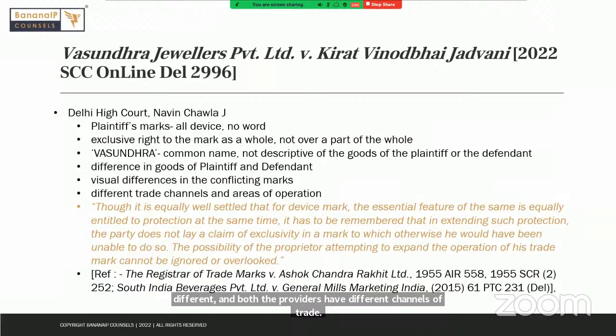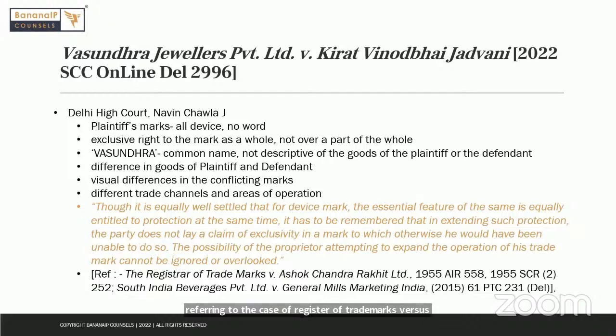So taking into consideration all of these pointers, also referring to the cases of Registrar of Trademarks versus Ashok Chandra Rakshit and South India Beverages versus General Mills Marketing India, the Honorable Justice Chawla observed that though it is equally well settled that for a device mark, the essential feature of the same is equally entitled to protection, at the same time, it has to be remembered that in extending such protection, the party does not lay claim of exclusivity in a mark to which otherwise he would have been unable to do so. The possibility of the proprietor attempting to expand the operation of this trade cannot be ignored or overlooked.